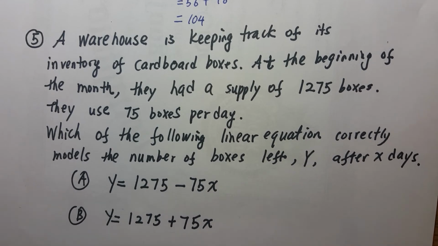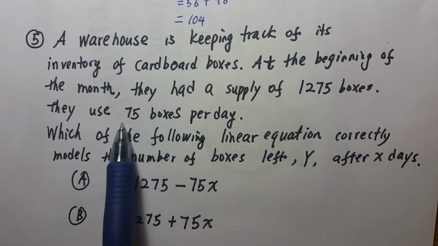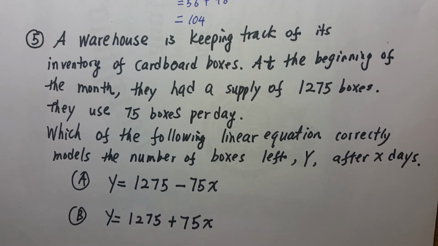A warehouse is keeping track of its inventory of cardboard boxes. That means they're keeping track of number of boxes. At the beginning of the month, they have a supply of 1,275 boxes. So in the beginning, there are 1,275 boxes. And they use 75 boxes per day. Each day they use 75 boxes. Which of the following linear equation correctly models the number of boxes left y after x day?